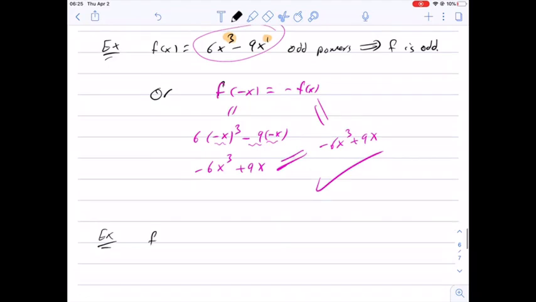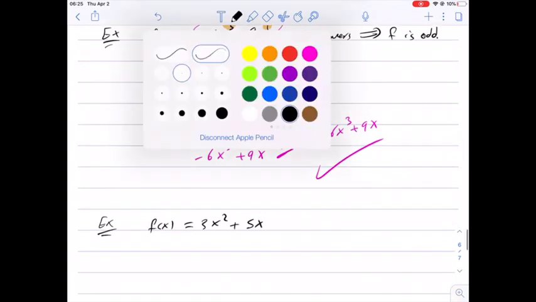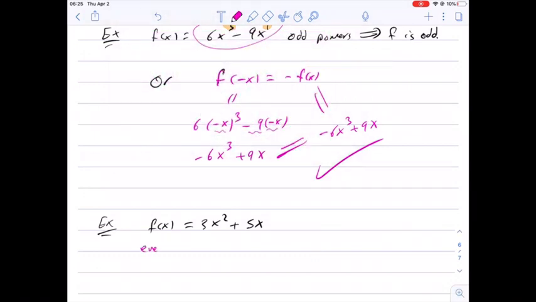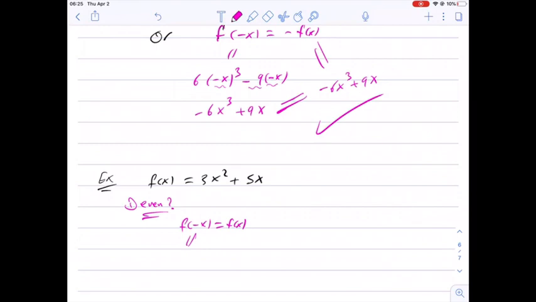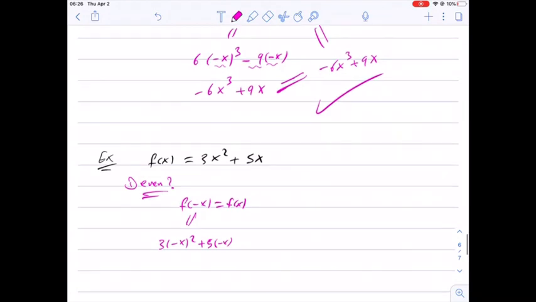Let's take another example. If we have a function f of x equals 3x squared plus 5x, is this an even function or an odd function? Let's start by checking if this is even. If f of negative x equals f of x, then it's even. So let's substitute negative x: 3 times negative x squared plus 5 times negative x. The power is even, that means we get x squared. That means negative x squared is positive x squared. 5 times negative x is negative 5x.